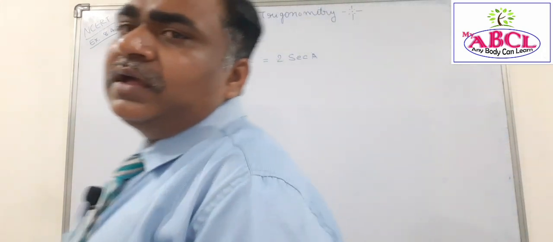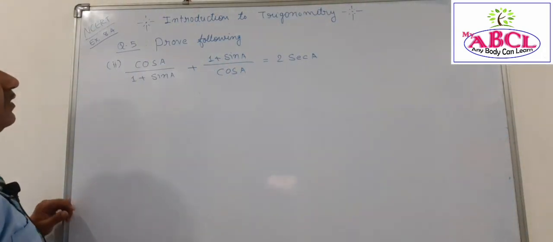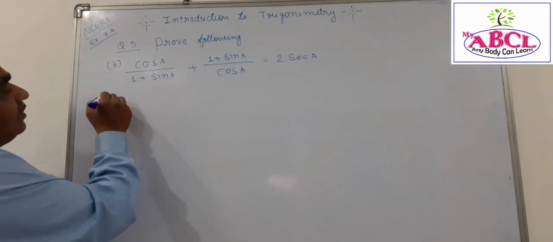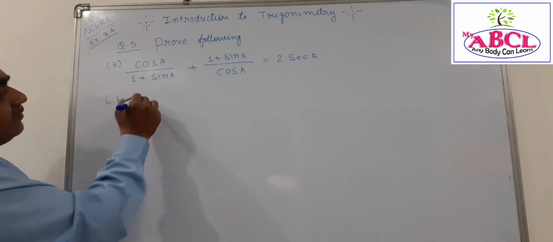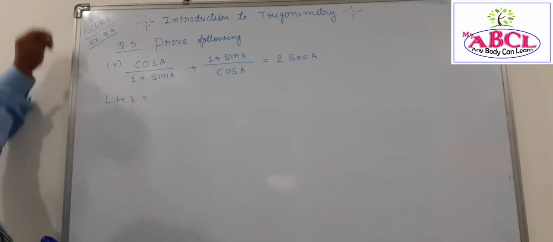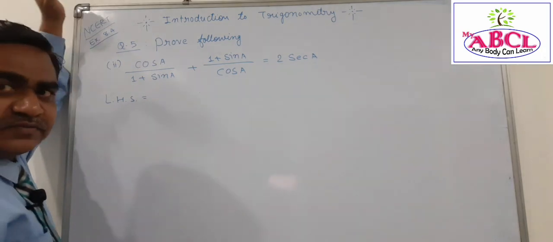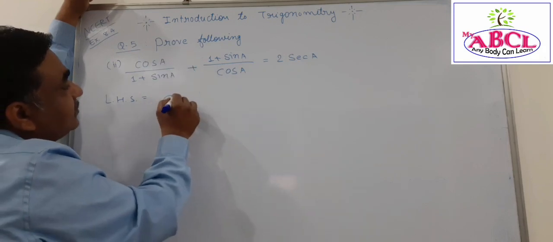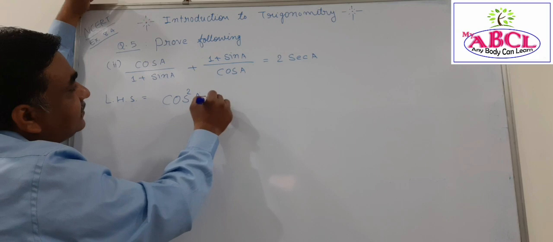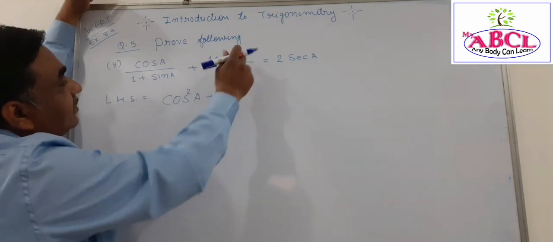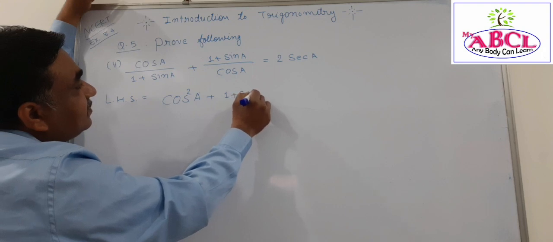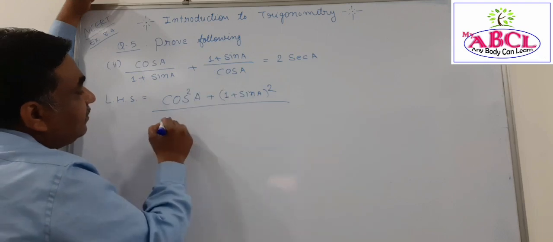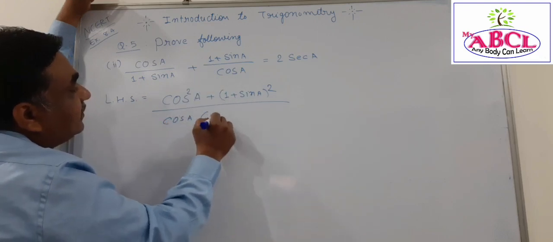Let's start with the left hand side. So we have the left hand side: cos A upon 1 plus sin A plus 1 plus sin A upon cos A. What can we do in the starting? First of all, let's take the LCM. This cos will multiply with this cos, so this becomes cos square A, plus this 1 plus sin A will multiply with the other 1 plus sin A, so 1 plus sin A whole square. In the denominator, cos A with 1 plus sin A.